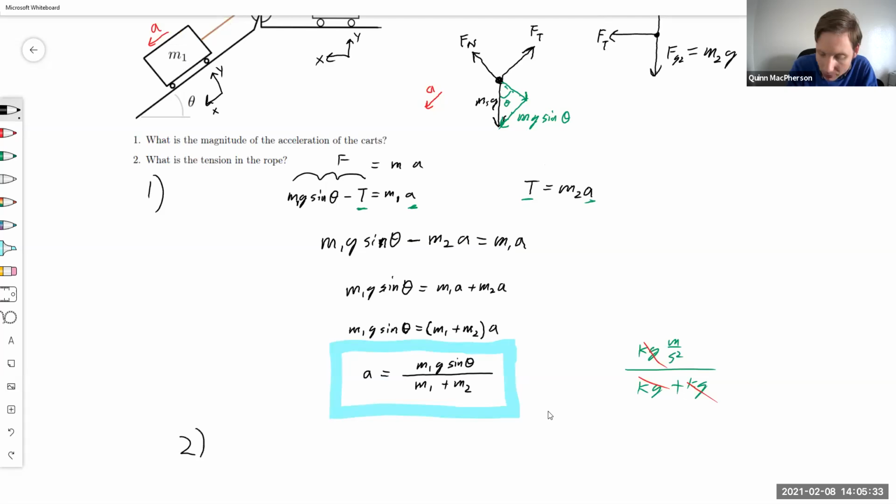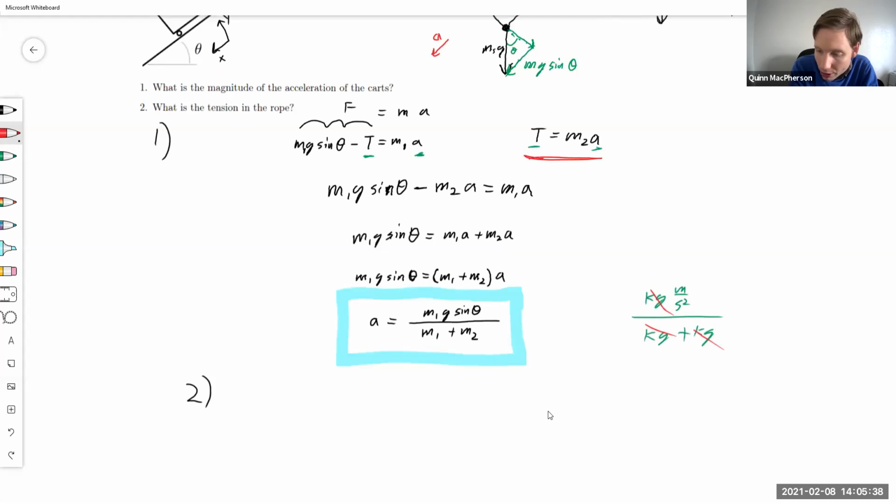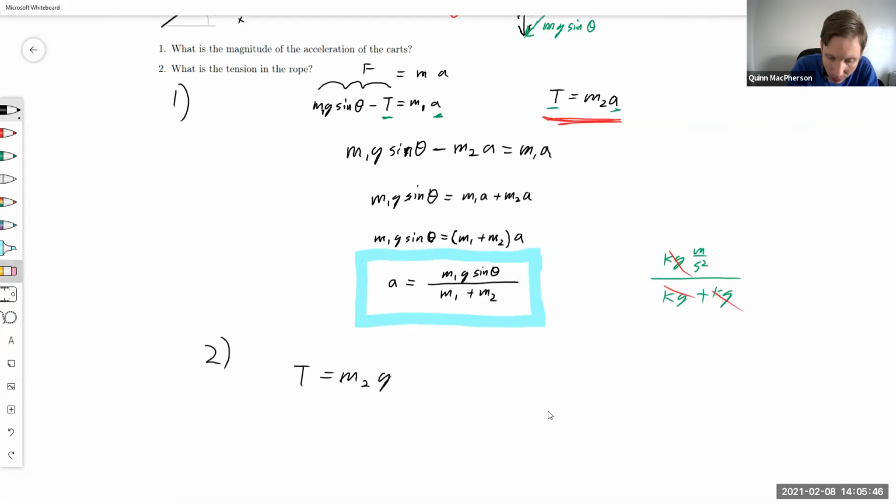Let's do part two. To do part two, I can just reuse the equation up here, where I have T is equal to m2 a. Sorry, a, not g. I can plug in a, and I get T is equal to m2 m1 g sine theta over m1 plus m2.